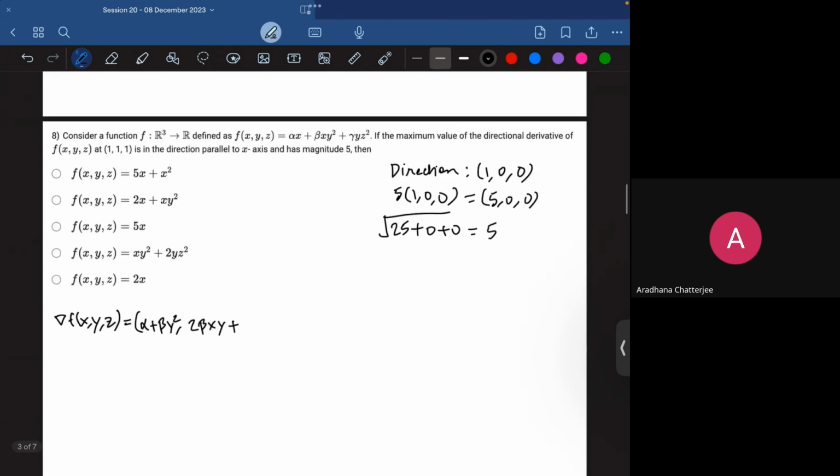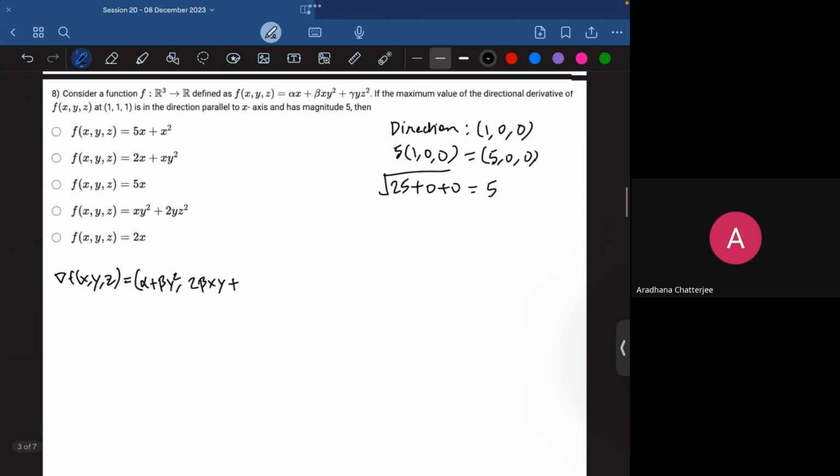Okay, formatted. So now we are continuing with the partial derivative of the function with respect to y.